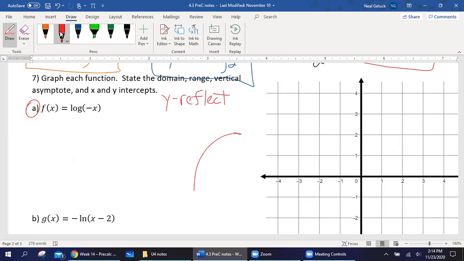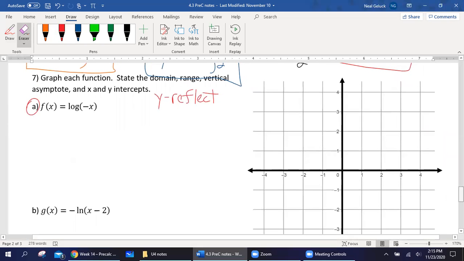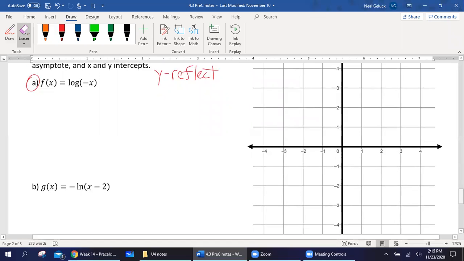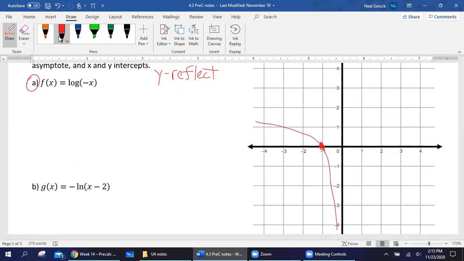So normally it goes like this. This one's going to go the other way. It's going to flip over the y-axis. So let's actually zoom out just a little bit here. Instead of hitting at 1, 0, it's going to hit at -1, 0. And again, I'm not looking for absolute precision. Something kind of like that. And actually, I have it rising a little too fast, but that's okay. We won't worry about it.